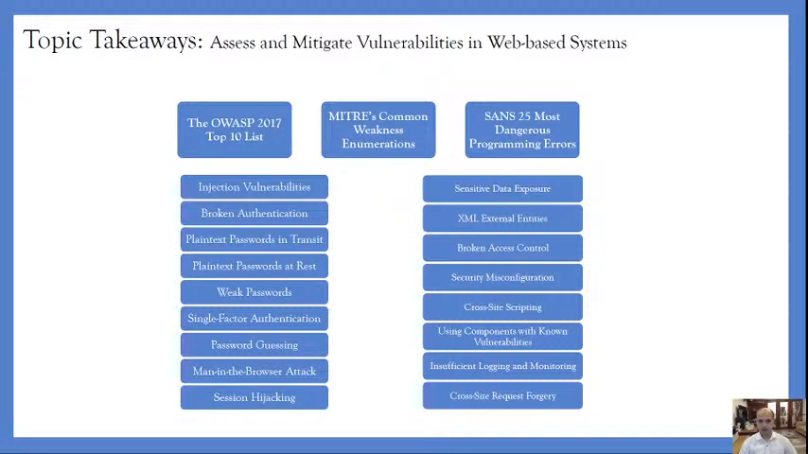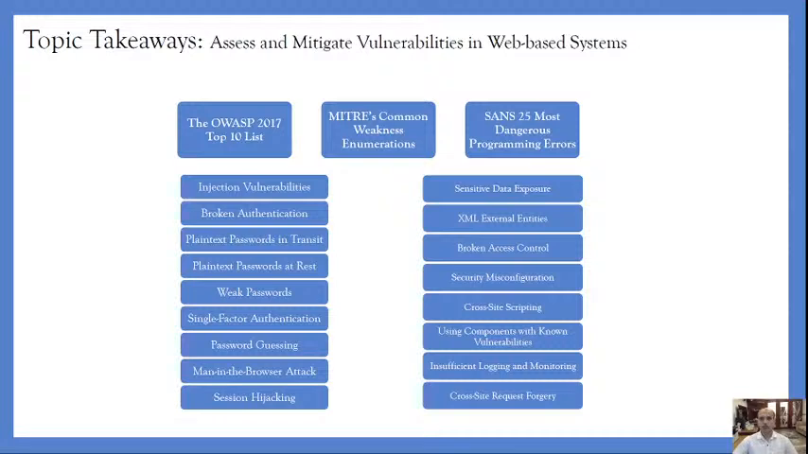Weak passwords, single factor authentication, password guessing, man in the browser attack, session hijacking, cross-site scripting, insufficient logging and monitoring. Then using components with known vulnerabilities, cross-site scripting, security misconfiguration, broken access control, XML external entities, and sensitive data exposure. All these are the vulnerabilities associated with any particular web-based system.